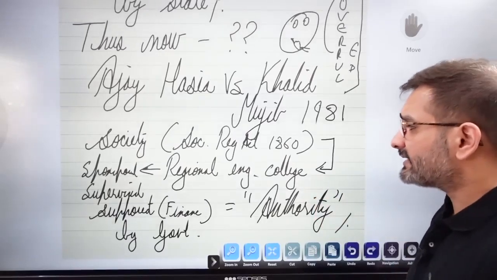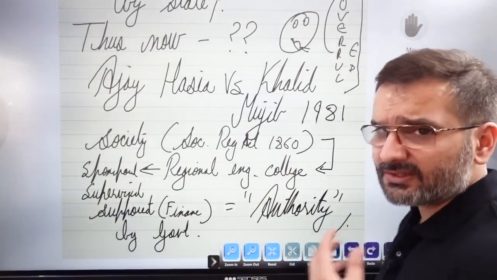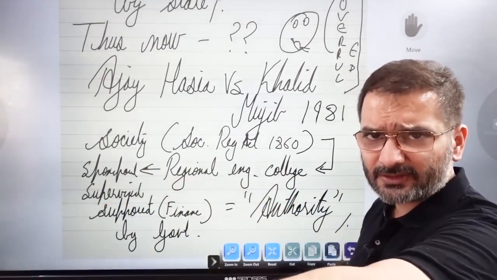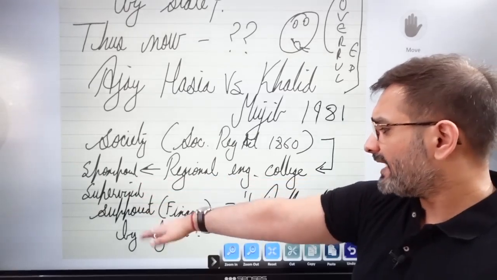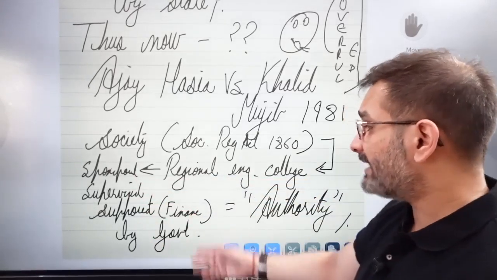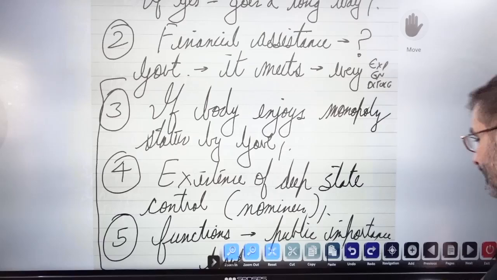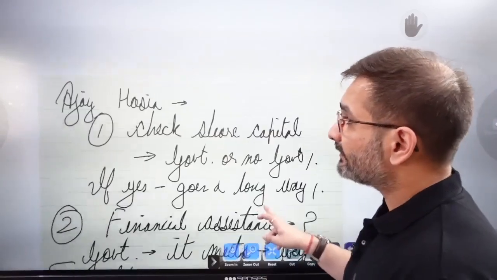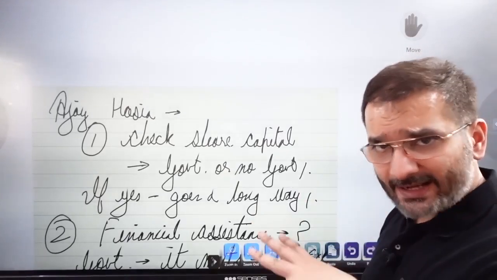This was a society registered under the Societies Registration Act. This was basically a regional engineering college जो होते हैं छोटे-छोटे जो government वाले जो होते हैं. Every region has one. It was sponsored, supervised, and supported financially by the state government, that college. Now you tell me what is going to be happening. Yes, it will be state, but the Supreme Court laid down certain guidelines.